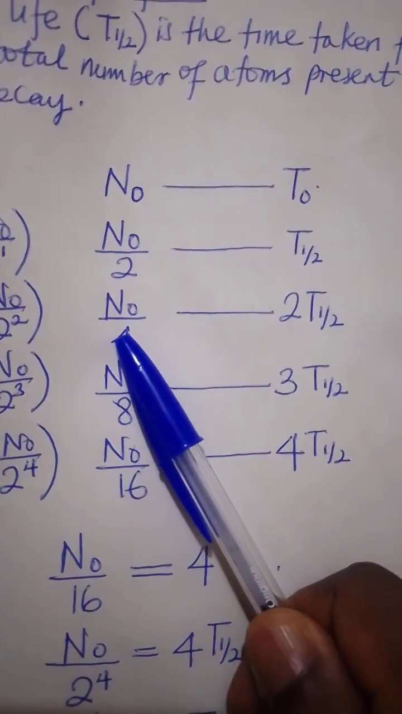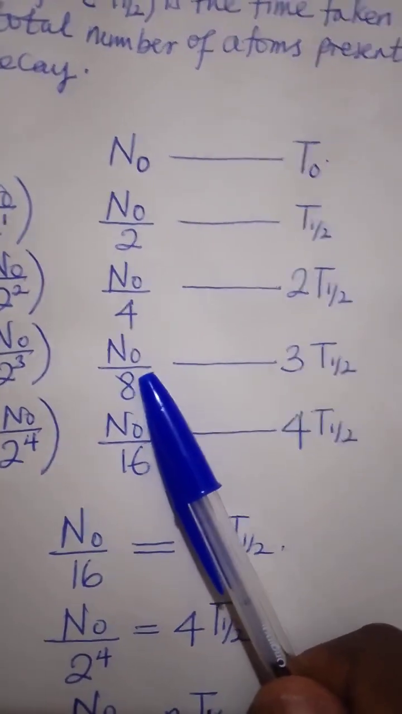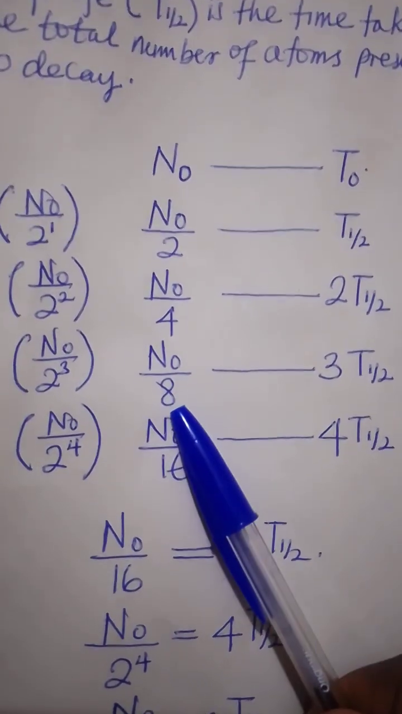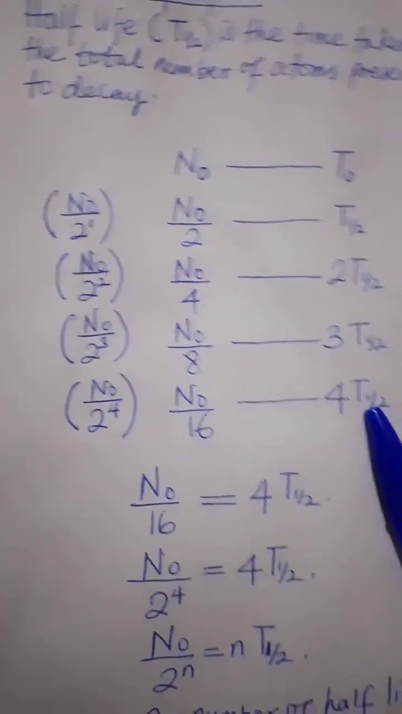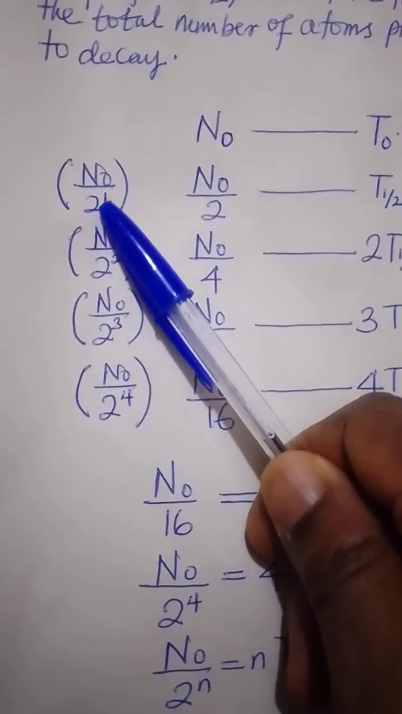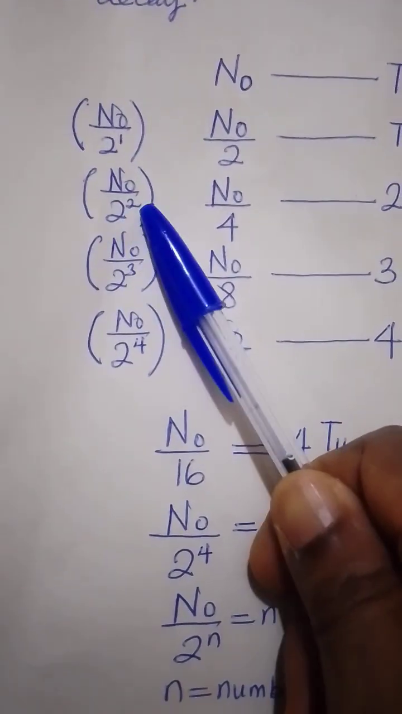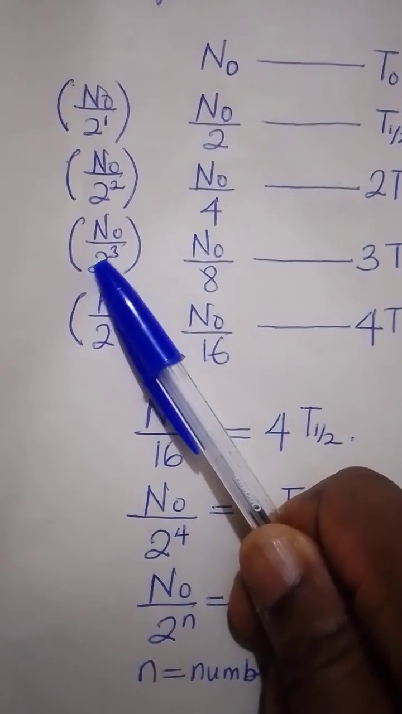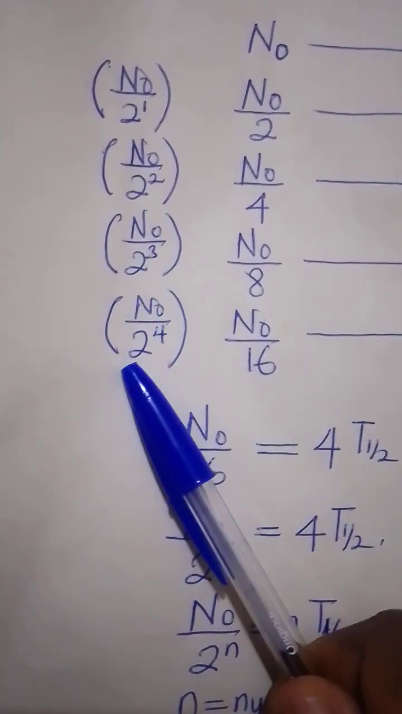If you half it again, that's multiplied by half, that will be N0 over 8. That will give you 3 half-lives. If you half this again, that's N0 over 16. That will give you 4 half-lives. So if you take a look at this, N0 over 2 is like saying N0 over 2 raised to the power 1. N0 over 4 is like saying N0 over 2 raised to the power 2. N0 over 8 is like saying N0 over 2 raised to the power 3. N0 over 16 is like saying N0 over 2 raised to the power 4.